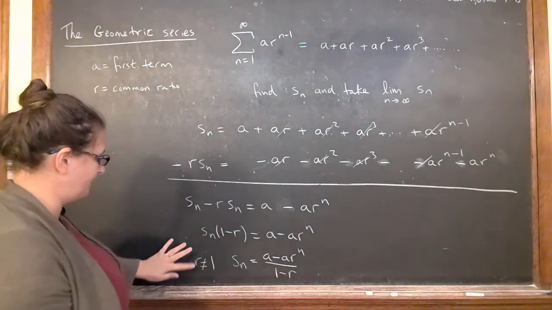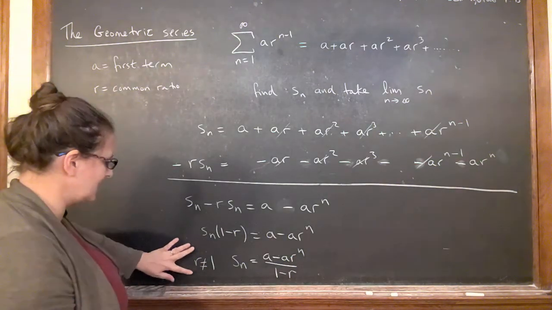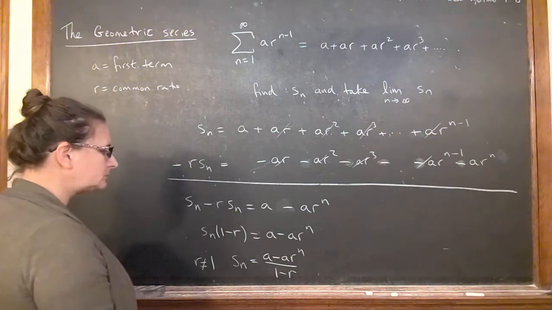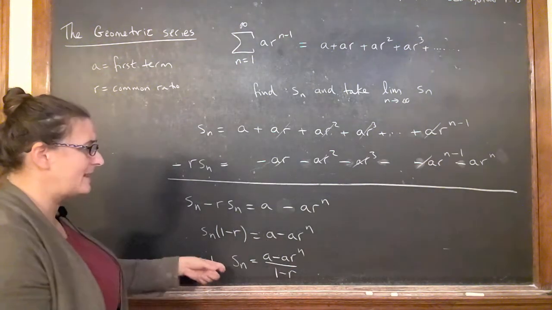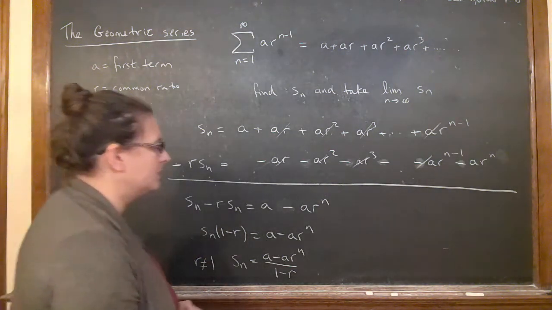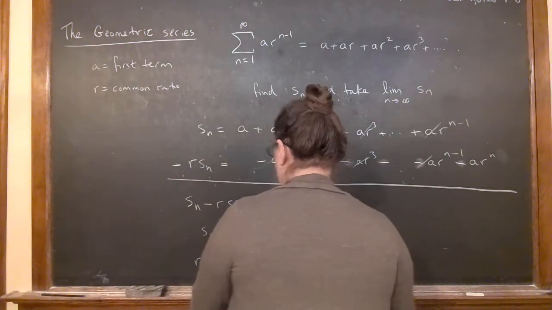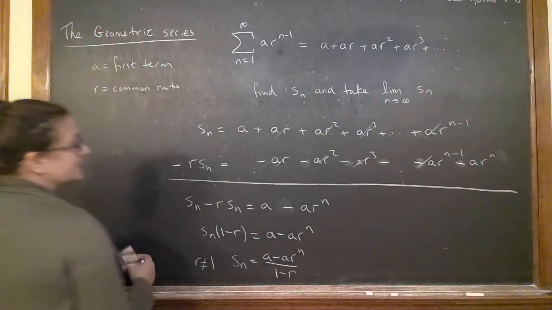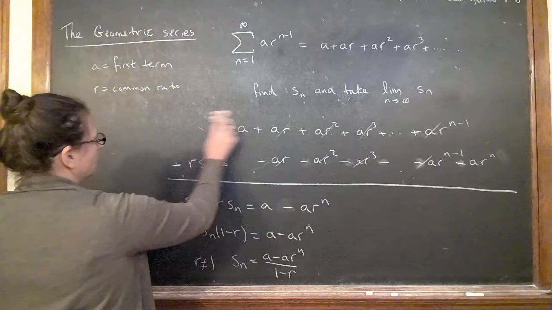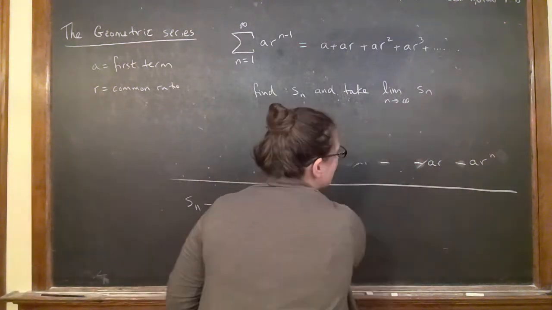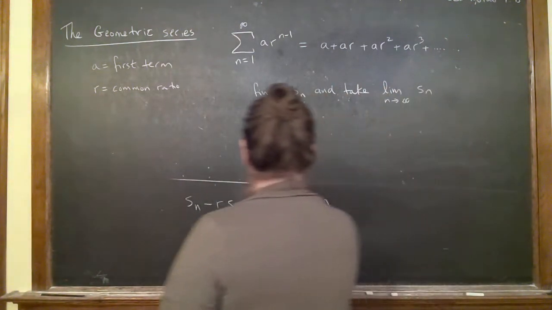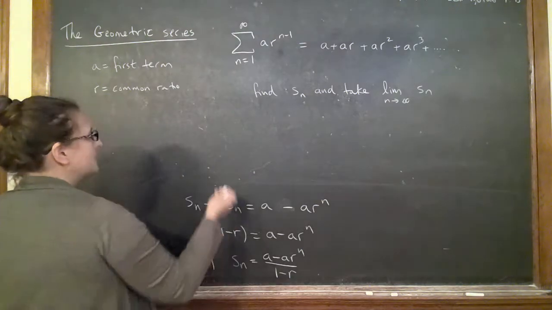So for the purposes of my calculation, I'm just going to take r not equal to 1 for right now. All right, so here's my Sn. Now my problem is I want to take the limit of this as n goes to infinity. I'm going to get rid of this so I have space. I'm just going to put this up here.